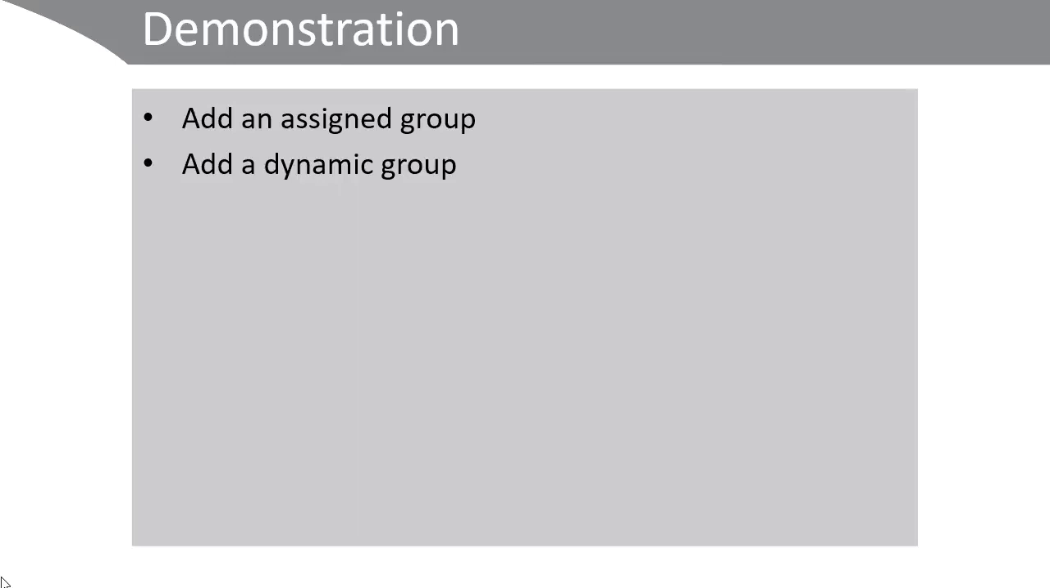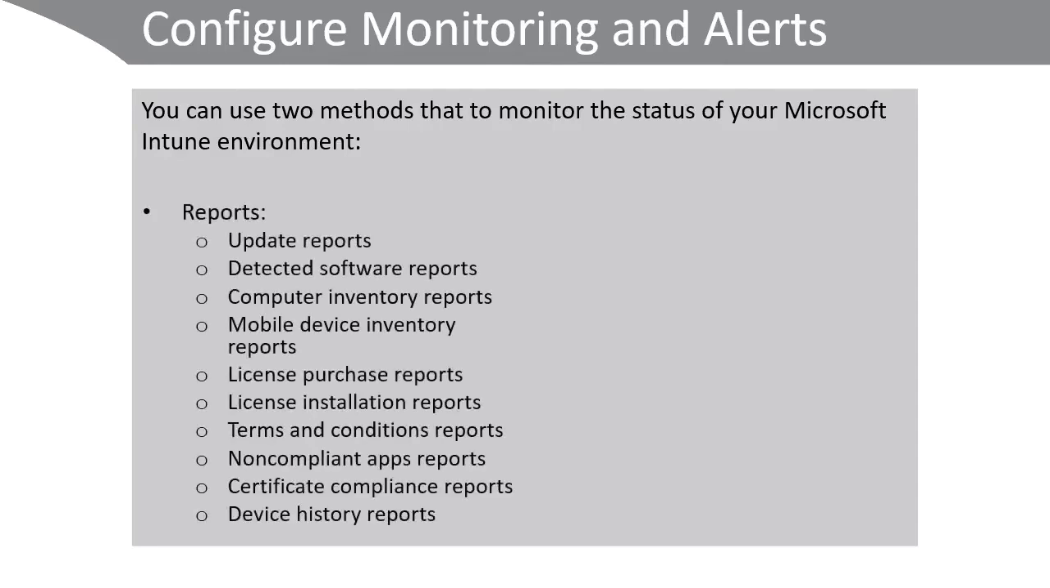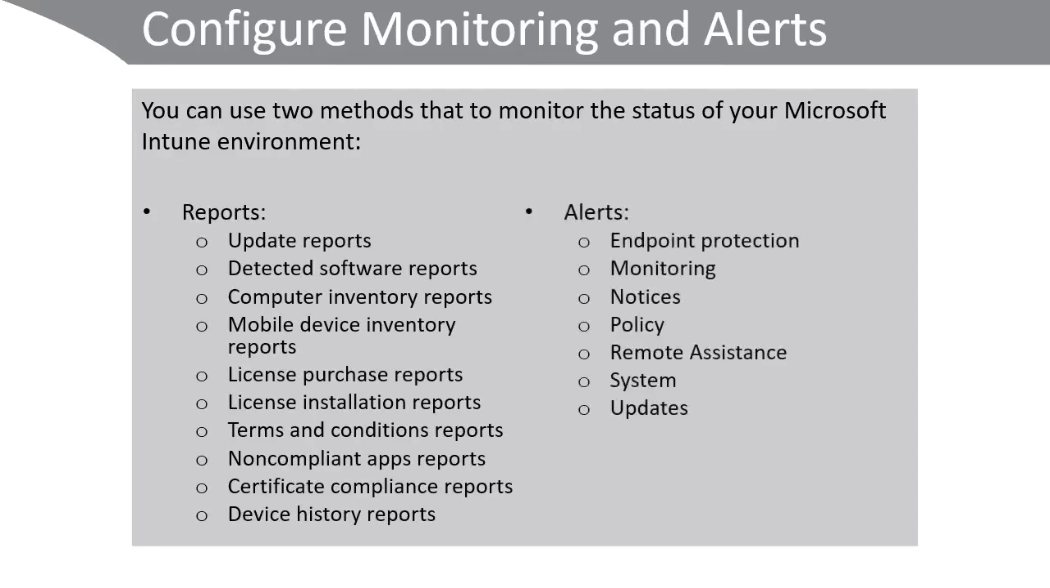In the demonstration, you saw how to add an assigned group and how to add a dynamic group. You can use the classic Microsoft Intune portal to monitor your managed devices. There are two primary ways you can do this: by using reports and by using alerts. Reports can provide information about both past and potentially future events in Microsoft Intune, and they can help you to forecast future needs and confirm the current state of your environment.